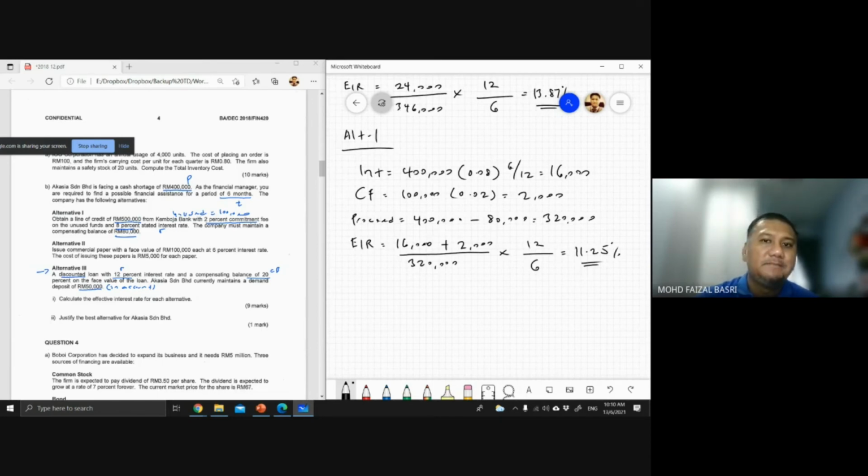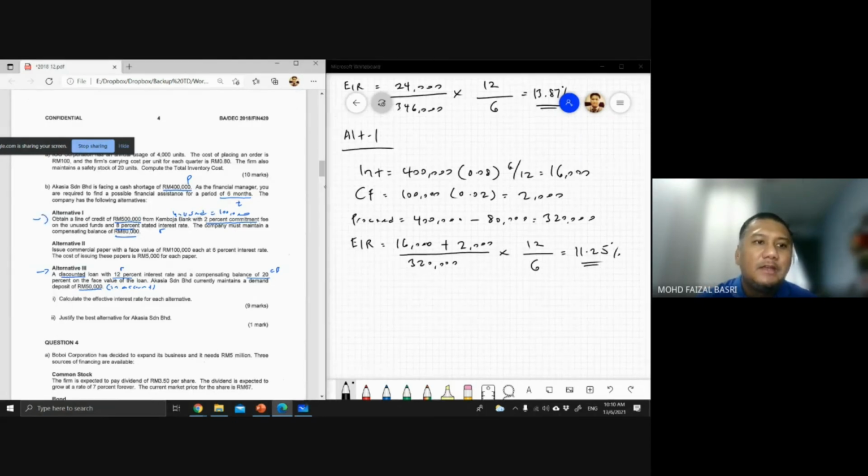Okay, so this is based on alternative 1. So we have alternative 1 so far and alternative 3. So we are left with alternative 2, which is based on commercial paper, and this would be our final option. Okay, final alternative. But before we look at commercial paper, any questions so far? This is for RCA, Revolving Credit.